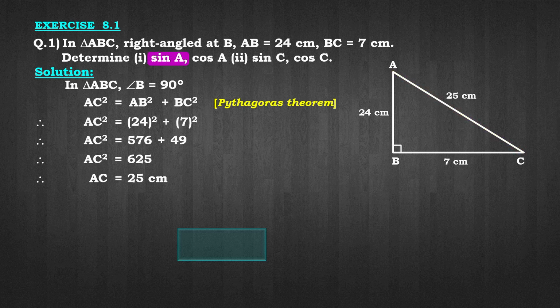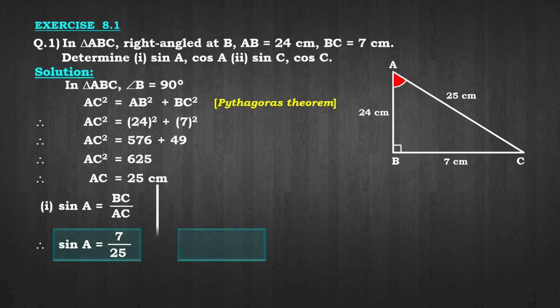Now, let us find the trigonometric ratios. First, consider angle A. For angle A, the opposite side is BC and the hypotenuse is AC. So, sine A is defined as the ratio of the opposite side to the hypotenuse. Therefore, sine A is equal to 7 divided by 25. For cosine A, the adjacent side to angle A is AB and the hypotenuse is AC. So, cosine A is equal to 24 divided by 25.